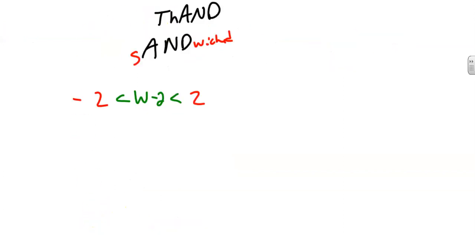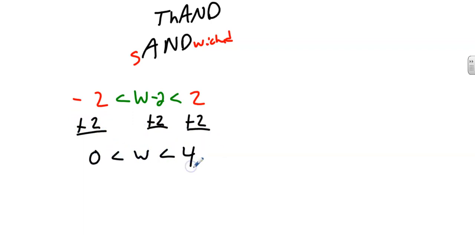And then from there, you're just going to solve this inequality. If it's w minus 2, you're going to add 2. But now instead of adding it to just 2 parts, you've got a 3-part problem. And then we find out that the number is between 0 and 4.